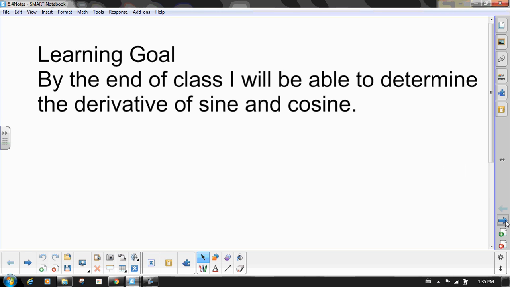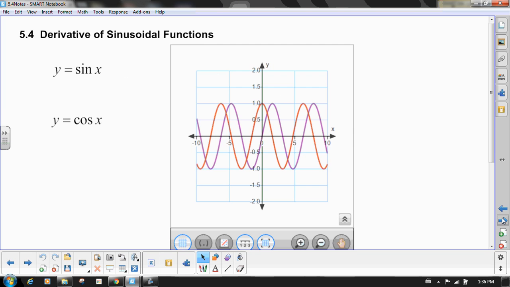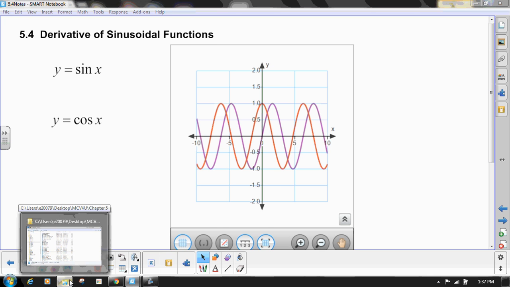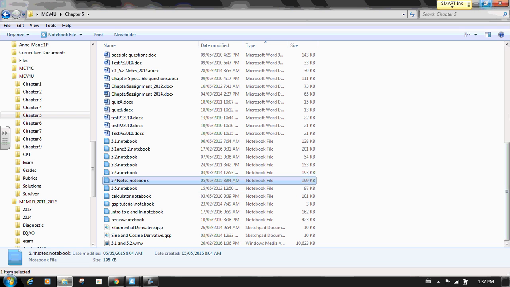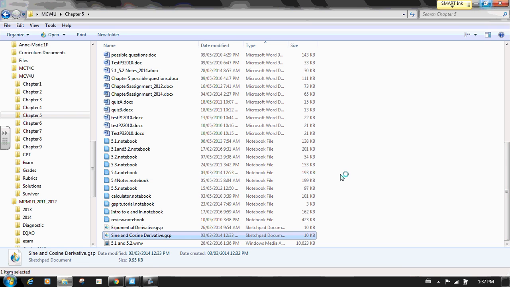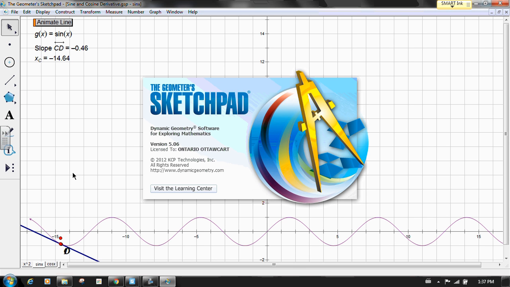All right, so this lesson will be going through the process of using the derivative of sine and cosine. When we have the graph of y equals sine, we have the red line right here, and then we have the graph of y equals cosine. Before I go through and explain it, I'm going to show you visually using Geometer's Sketchpad.